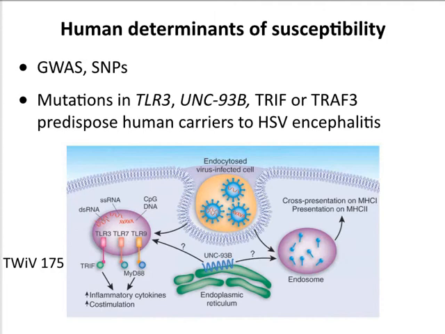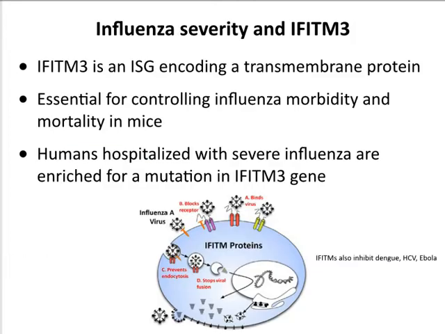UNC93B is a protein in the ER that's important for getting TLR3 from the ER to the endosome. And TRIF and TRAF are proteins that are involved in the signaling pathway from TLR3 to turning on cytokines in the nucleus. So genetic alterations in these innate immune response genes predispose these people to herpes simplex encephalitis. In the same way, we have a gene associated with severe influenza.